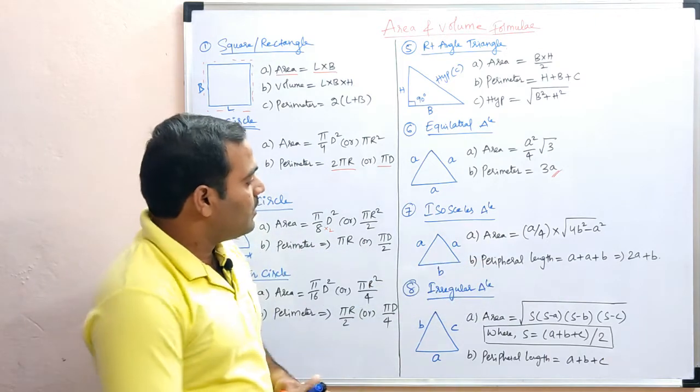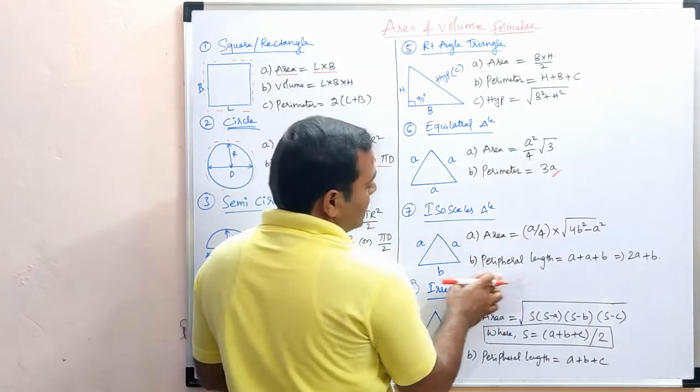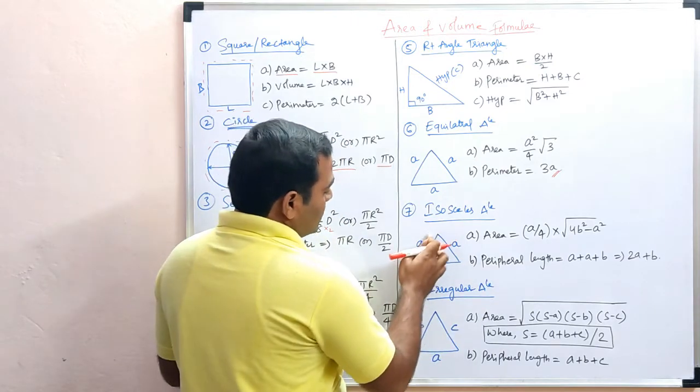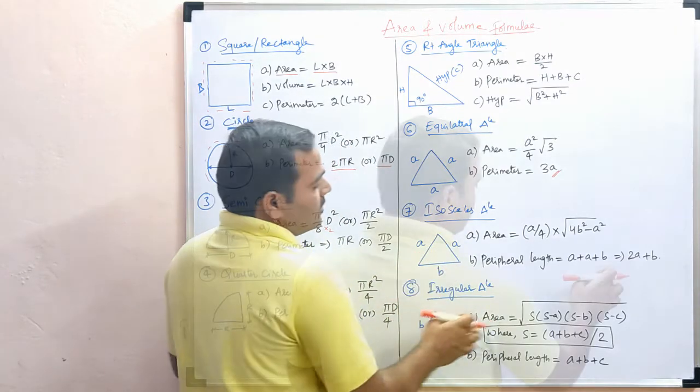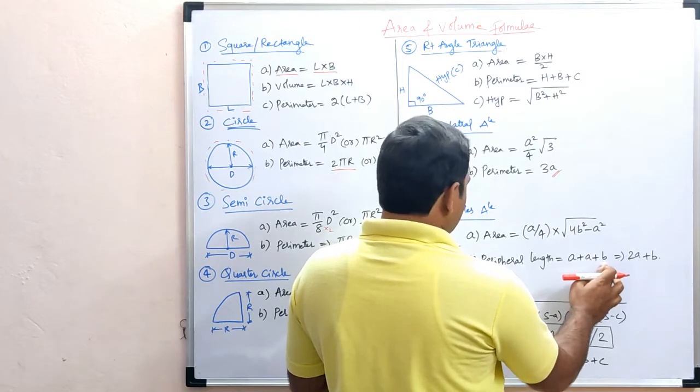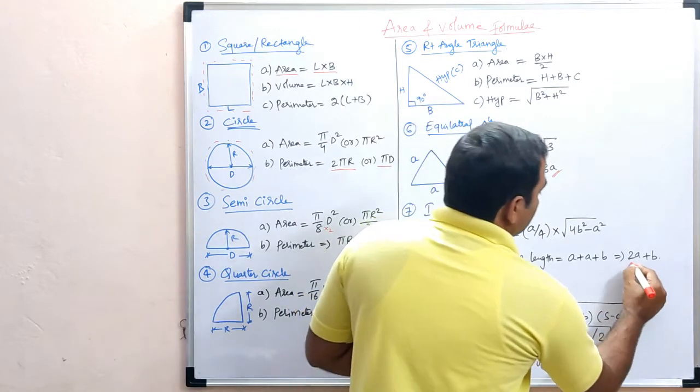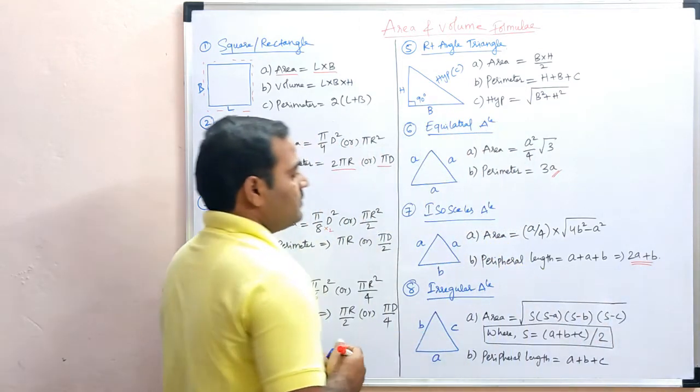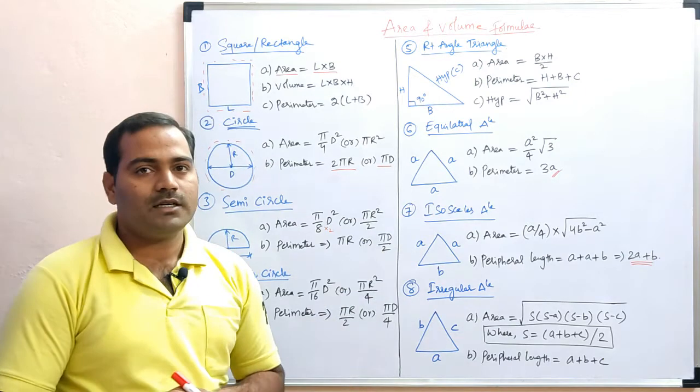Next one is perimeter length, or it is also called peripheral length. So this side, this side, this side. So a plus b plus b is equal to a plus 2b. So this is the perimeter length for an isosceles triangle.